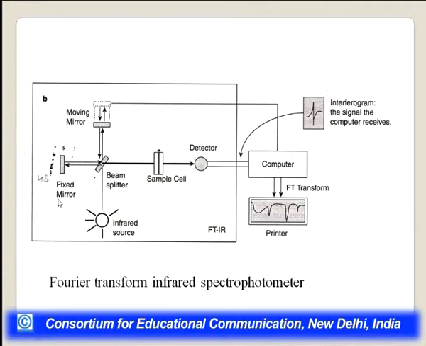This is the graphical representation of the Fourier Transform IR Spectrophotometer. Here you can say this is the fixed mirror, this beam is then passing to this moving mirror, and this is the sample cell, this is the detector, and a computer is attached to this and we will get a spectrum over here. More precisely, it is FTIR, and this is the interferogram, that is, the signal the computer receives.